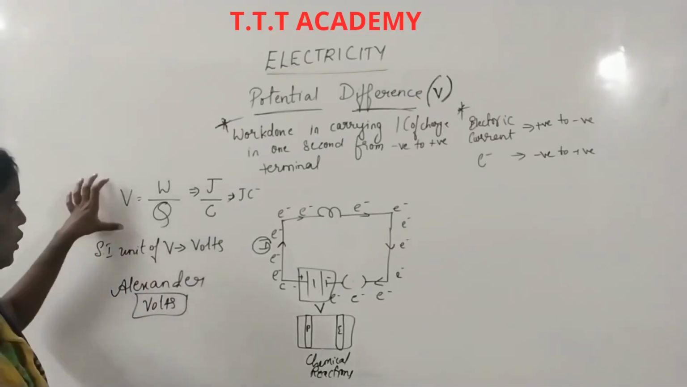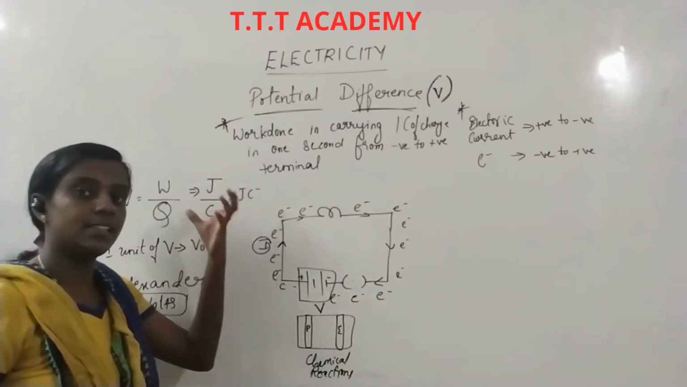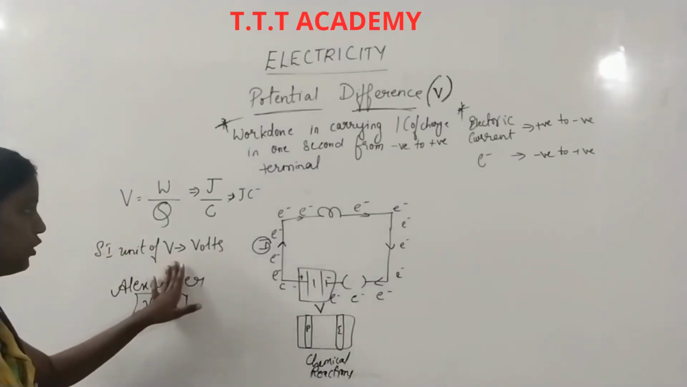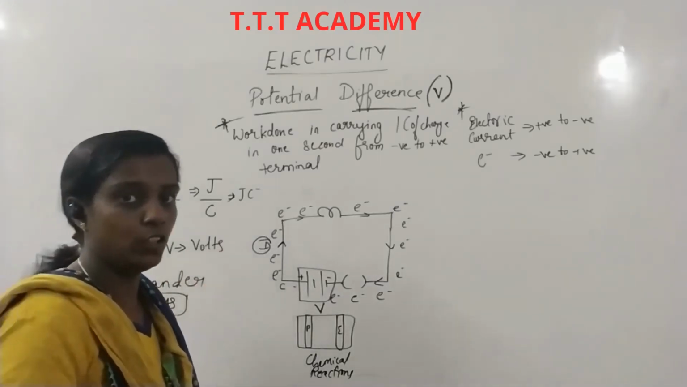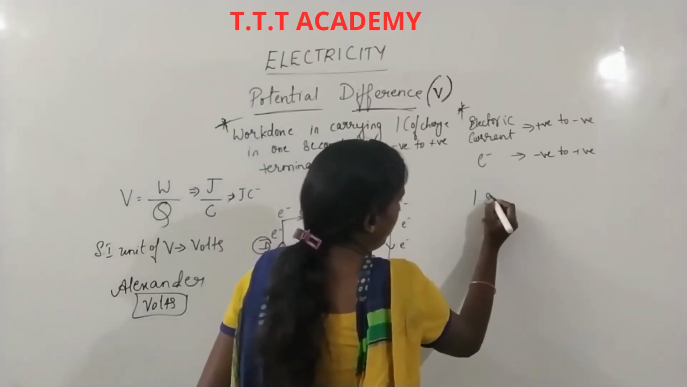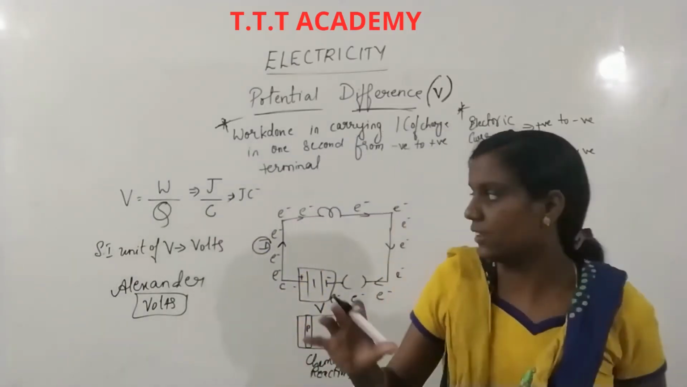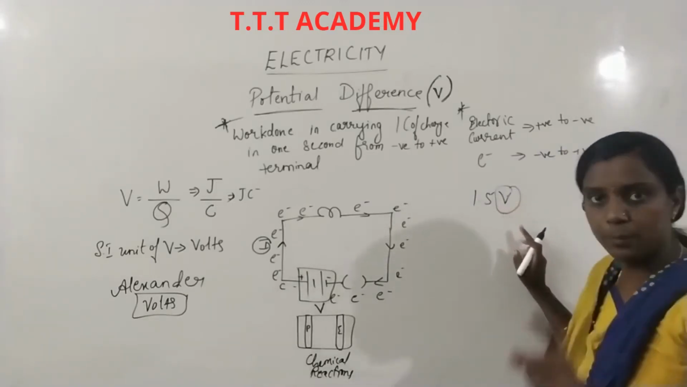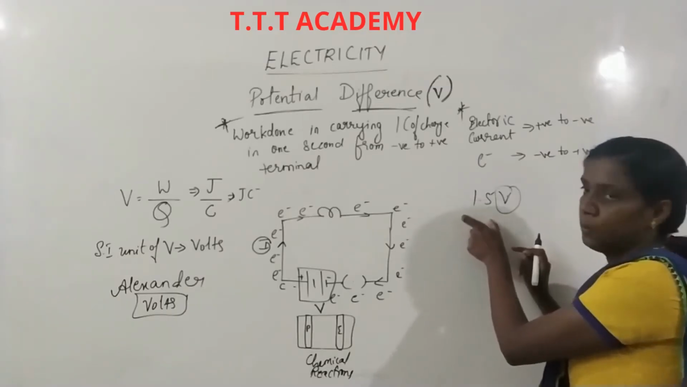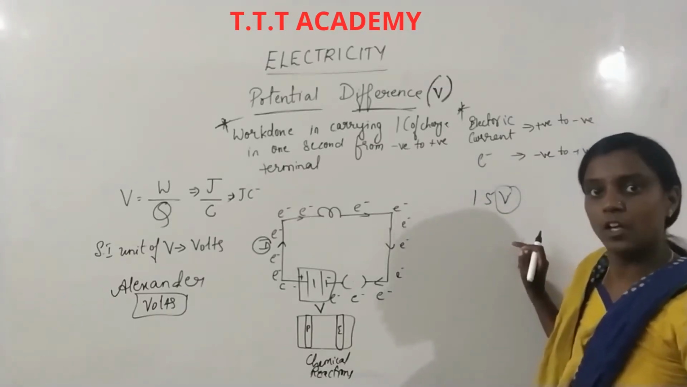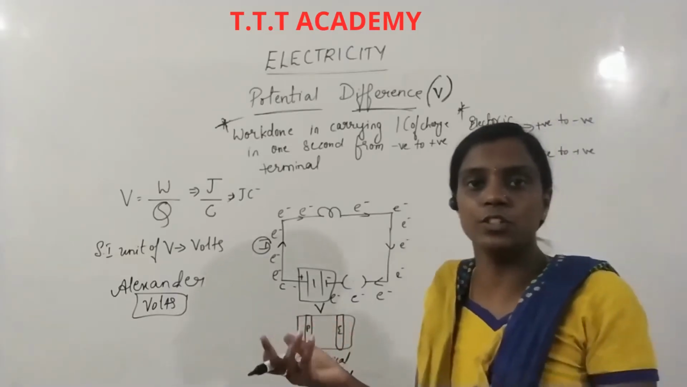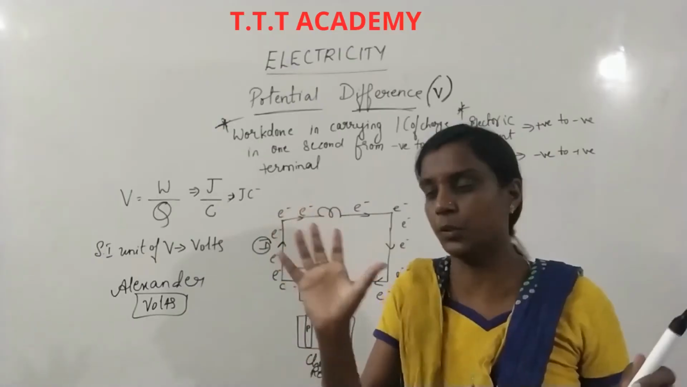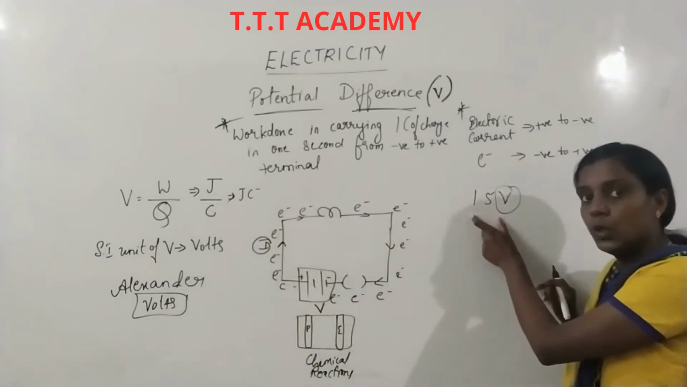But the measurement will be in joule per coulomb, and that SI unit we call the volt. So the SI unit of potential difference is the volt. You have seen that batteries are labelled 1.5 volt. In the sense, you should know the potential difference of the battery is 1.5. The batteries which we use in our remotes or daily simple circuits are of 1.5 volt.